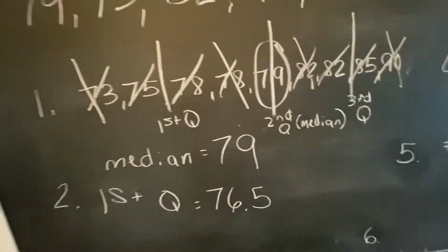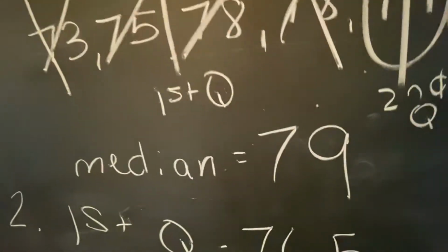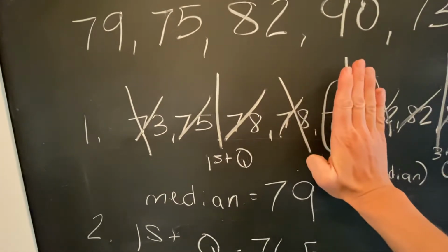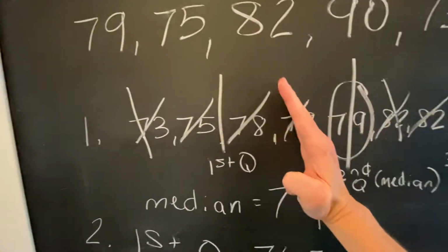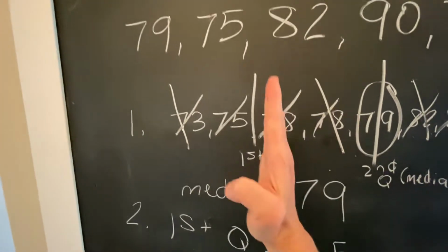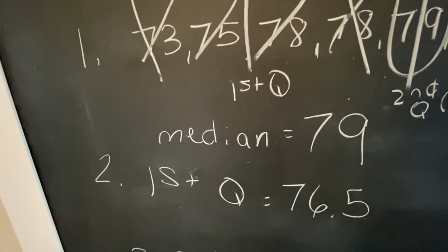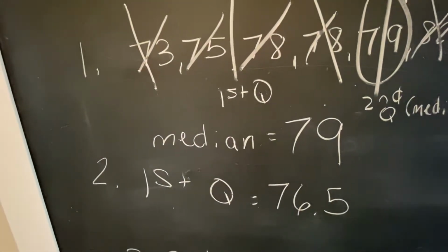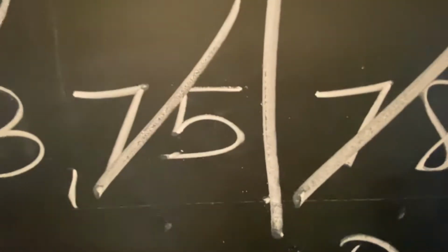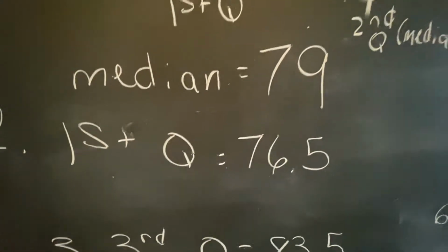Then for number 2, it asks for the first quartile. What you're basically doing for the first quartile is taking the numbers that come before the median and finding the middle of those. There are 4 numbers that come before the median. That's an even amount, so I have to find the middle of 75 and 78. That number would be 76.5. You can do that any way you want. I suggest you add these 2 numbers together and then divide by 2, and the first quartile is 76.5.